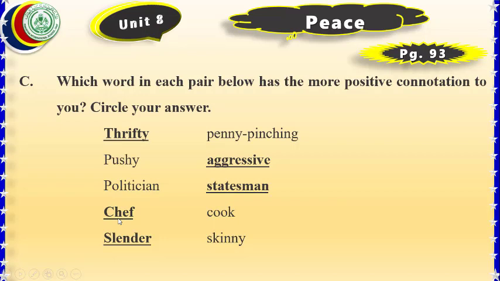Exercise C is which word in each pair below has the more positive connotation. To use, circle your answer. Which gives more positive meaning. For example, here is written thrifty, here is written penny pinching. Thrifty is giving more positive meaning. Penny pinching is negative. Pushy, aggressive. Aggressive is more positive. Politician, statesman. Statesman is better, giving good meaning, positive meaning. Chef is more positive than cook. Slender is more positive than skinny.